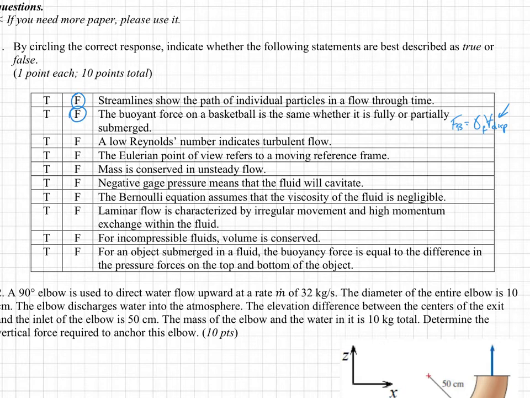That's false. High Reynolds numbers indicate turbulent flow. The Eulerian point of view refers to a moving reference frame. That's incorrect. This is a Lagrangian point of view. So that's going to be false. And at this point, we're almost looking at a sweep of falses.